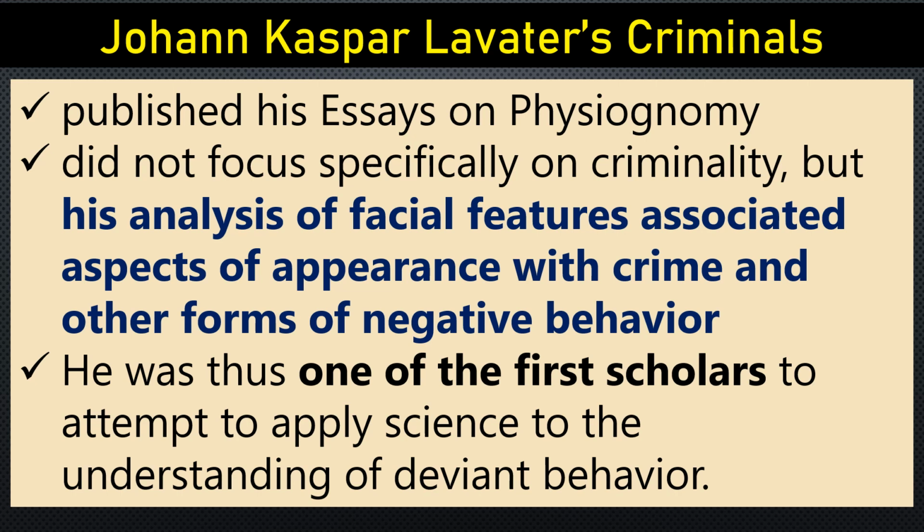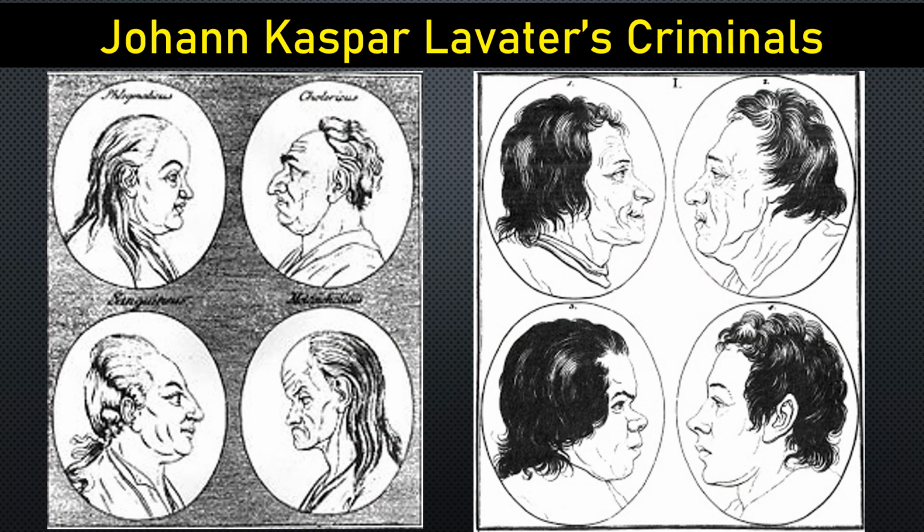Okay, so that is Lavater. He was one of the first scholars to attempt to apply science or that physiognomy to the understanding of deviant behavior. Okay, so according to Lavater, these are the people who may, we call it, be prone to committing crimes, that according to him.